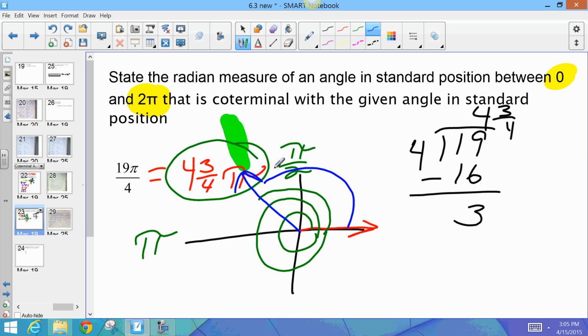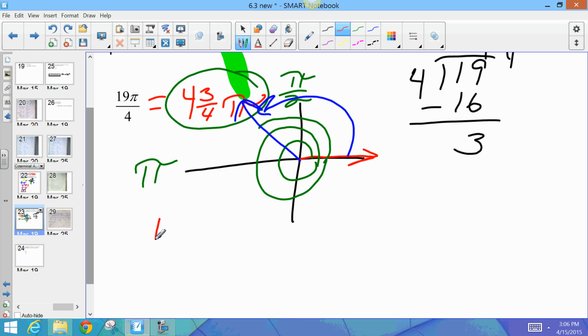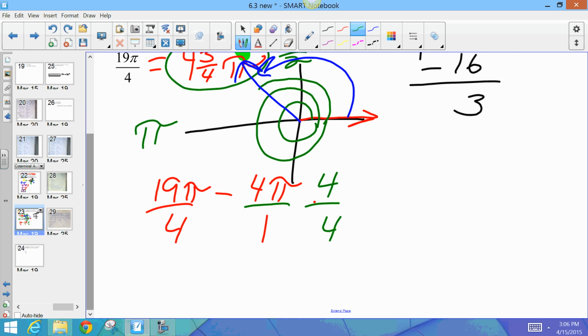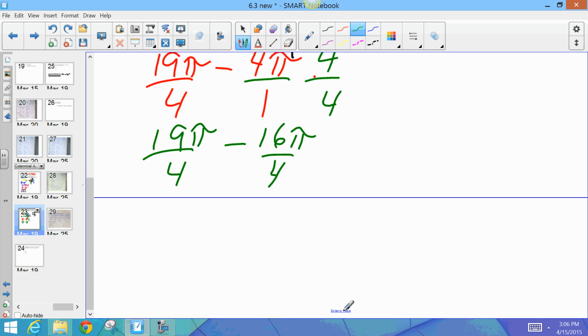Now what I'm looking for is this coterminal angle that's positive and somewhere between 0 and 2 pi. So what I'm going to do is subtract 4 pi, 2 full rotations. So I've got 19 pi over 4, subtract 4 pi. Multiply top and bottom by 4 to get the common denominator. So I've got 19 pi over 4, subtract 16 pi over 4, which gives me 3 pi over 4. That's my coterminal angle.